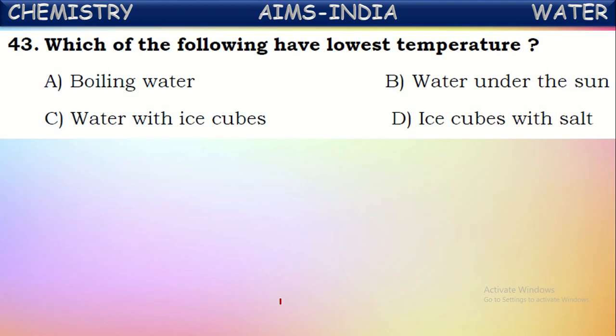Right, next one. Which of the following has the lowest temperature? We can say ice cubes. Ice cubes will generally have a temperature below 0 degrees Celsius. But if some rock salt is added to the ice cubes, then the temperature will be reduced to very low temperatures. That's why the mixture of ice cubes with salt is often used as a freezing mixture. So the mixture of ice cubes with common rock salt will have a very low temperature.